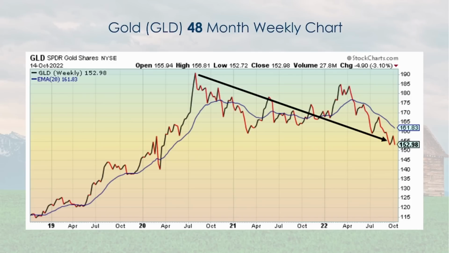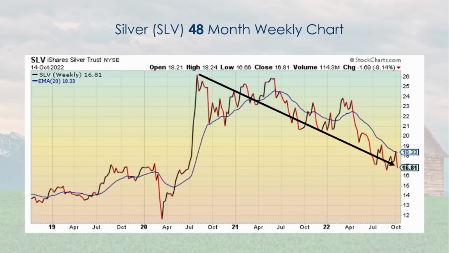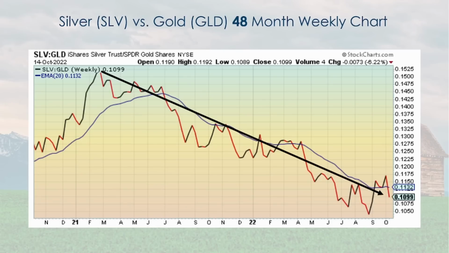Okay, gold, measured by GLD. This is a 48-month chart, so you can see over 2 years the trajectory of gold, measured by the ETF GLD, is in a downward direction. Silver, same thing, even more of a downward direction. And when the two are contrasted with each other in a ratio, gold being the denominator, silver being the numerator, you can see that the trajectory favors gold. It is down less, but both of them are down.